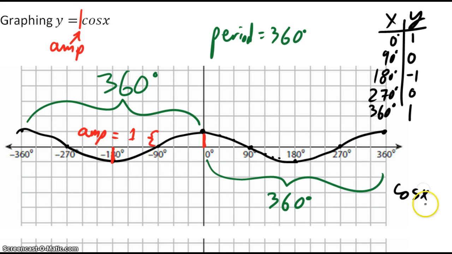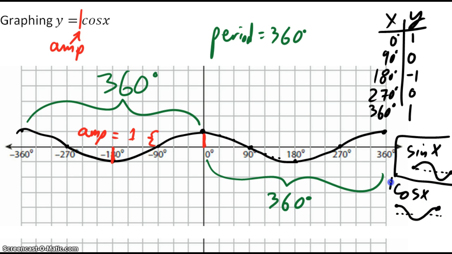for cosine x, it looks like this. It starts at the peak and goes down and ends at the peak, or starts to repeat at the peak. Versus sine of x starts in the middle and goes up and then down and then back up. There's the middle line here. There's the middle line here. So those are the two basic trig functions that we're looking at today.